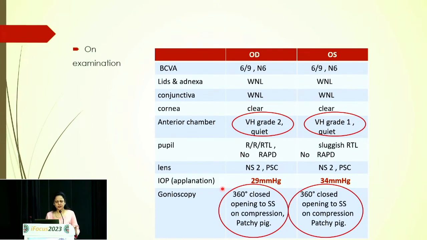So this was the case we were talking about, that on examination the AC was shallow and the IOPs were shooting up to 29 to 34 millimeters, and the gonioscopy shows that 360 degrees is opening with compression and a patchy pigmentation. Again, the patchy pigmentation. The TM has to be absolutely clean, uniform all around. The minute you see a patchy TM, there should be something in your mind. That means some kind of intermittent attacks are happening in the eye. So always look for the cleanliness of the TM.